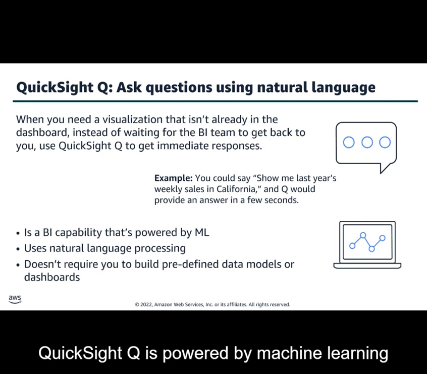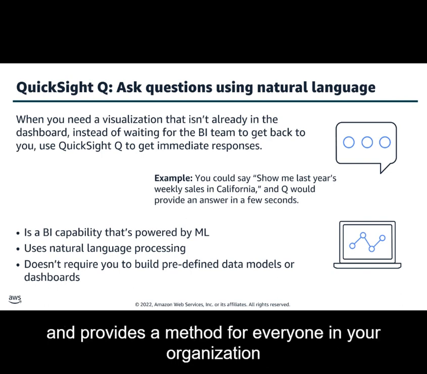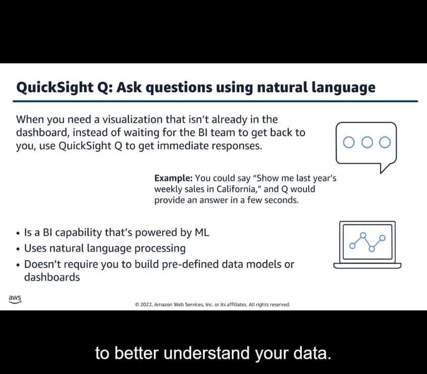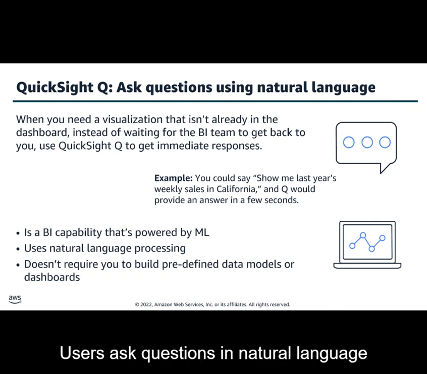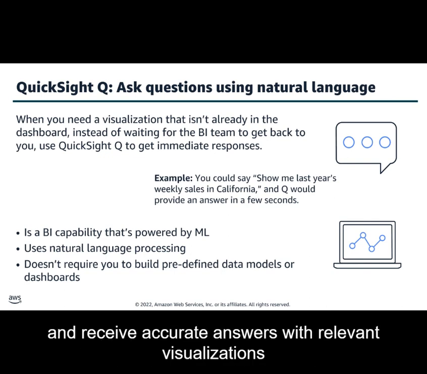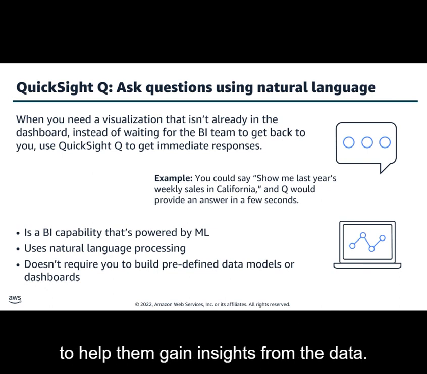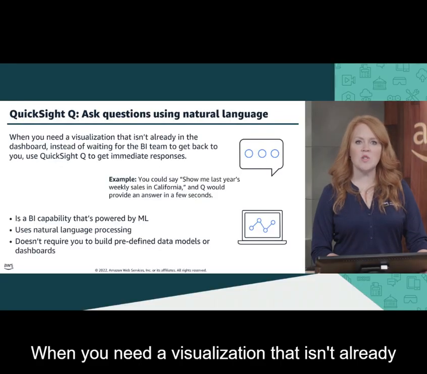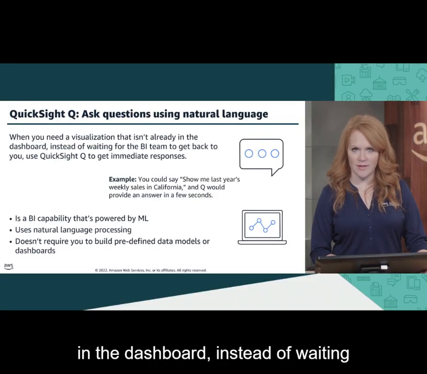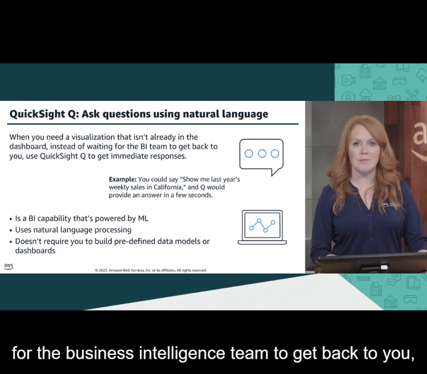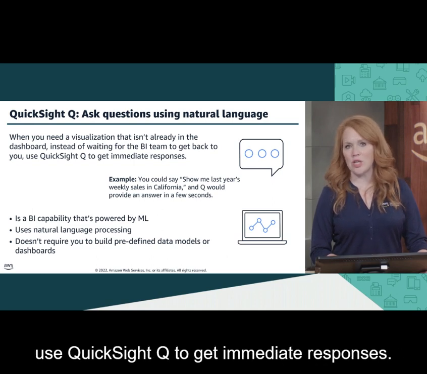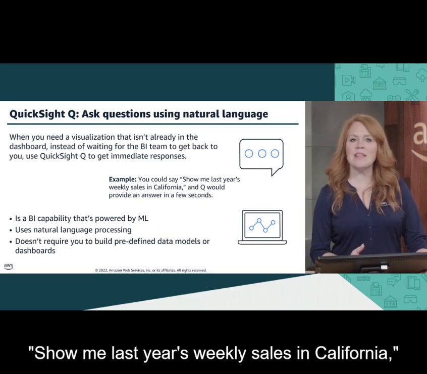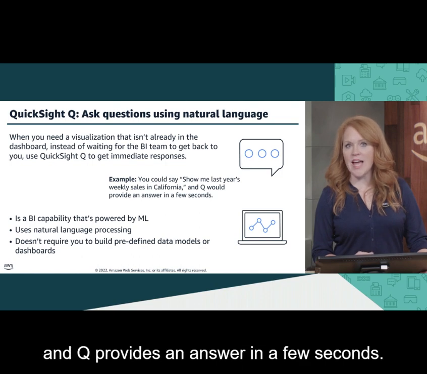QuickSight Q is powered by machine learning and provides a method for everyone in your organization to better understand your data. Users ask questions in natural language and receive accurate answers with relevant visualizations to help them gain insights from the data. When you need a visualization that isn't already in the dashboard, instead of waiting for the business intelligence team to get back to you, use QuickSight Q to get immediate responses. For example, you could say, "Show me last year's weekly sales in California," and Q provides an answer in a few seconds.